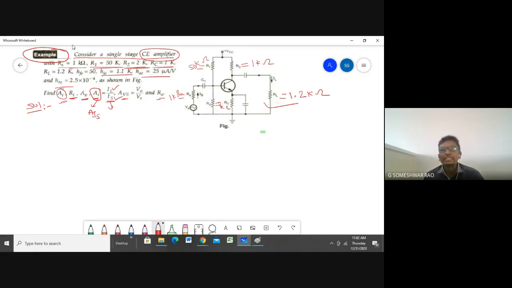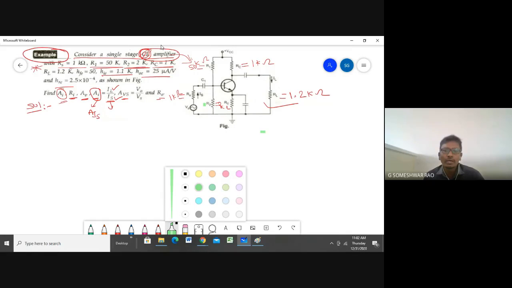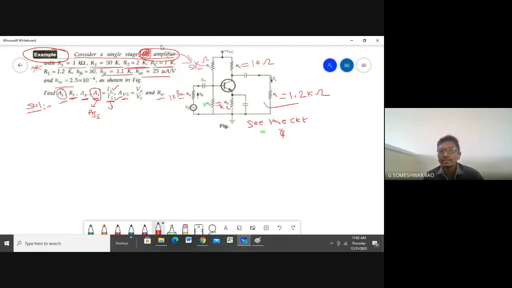Look, this is the CE amplifier. This was a previous question which is asked many times. Directly, the question may not say CE; they may say consider a single stage amplifier. Instead of giving CE, he may just give amplifier. At that time you are supposed to identify which configuration it is. If CE is not mentioned here, you are supposed to see the circuit diagram and identify the type of configuration.